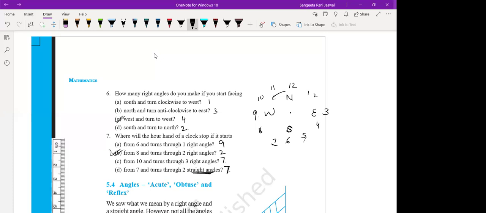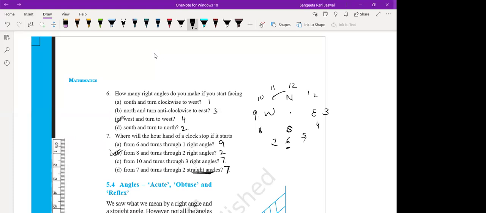2. Okay. Next is, where will the hour hand of the clock stop if it starts from 6 and turns through one right angle? Now the hand of the clock is starting from 6. It will take one right angle and where will it stop? Harshit: 9. Okay.